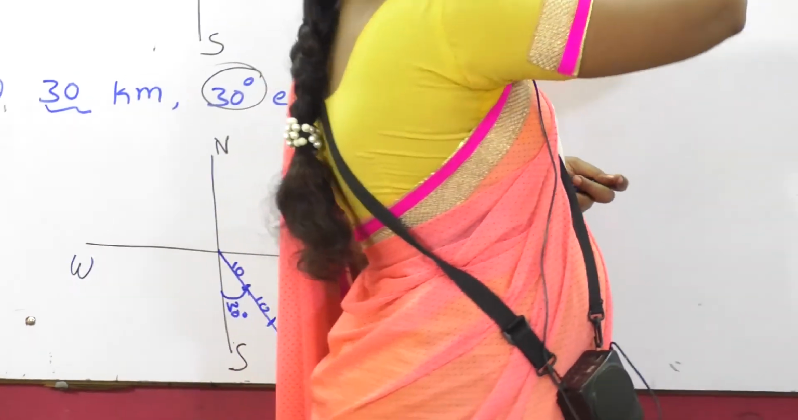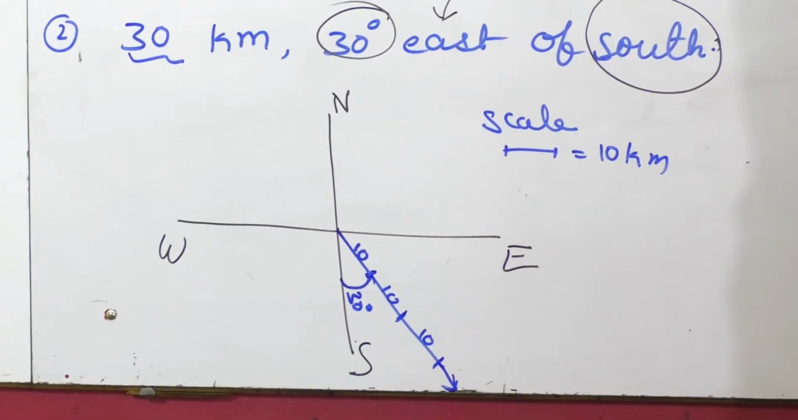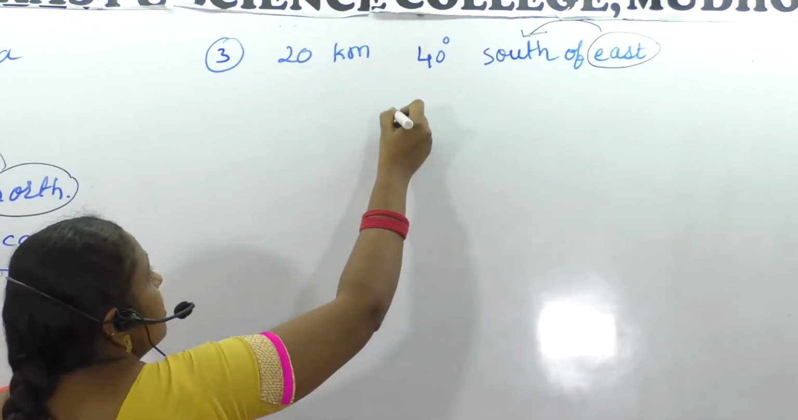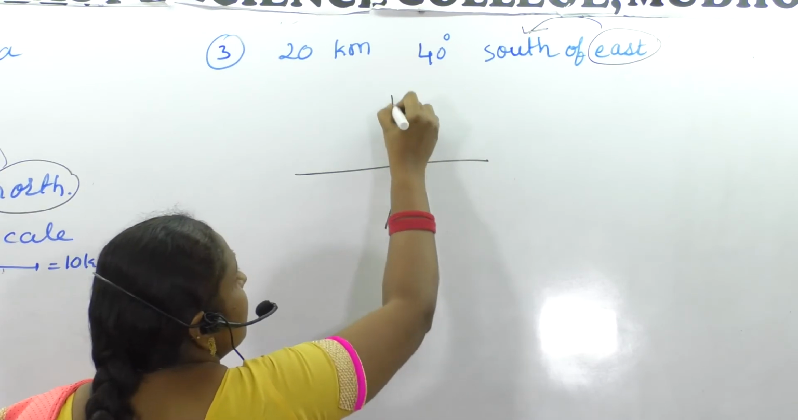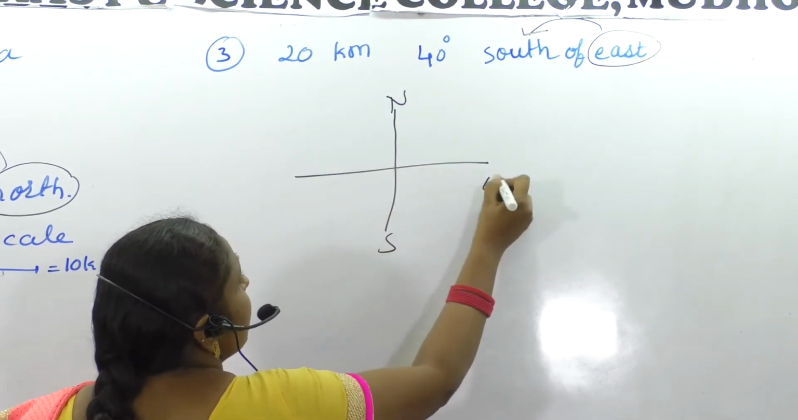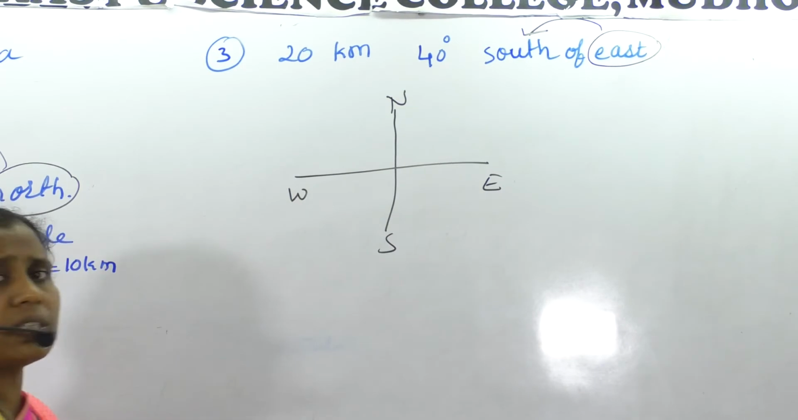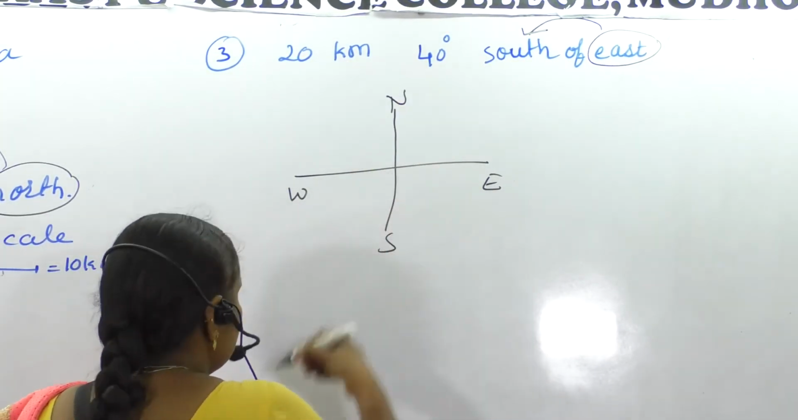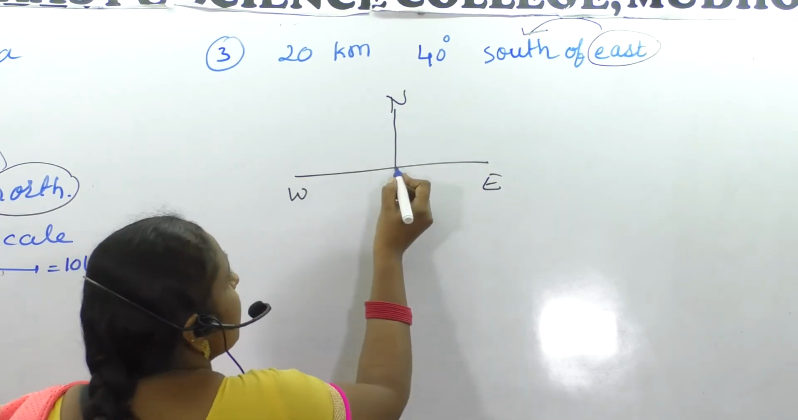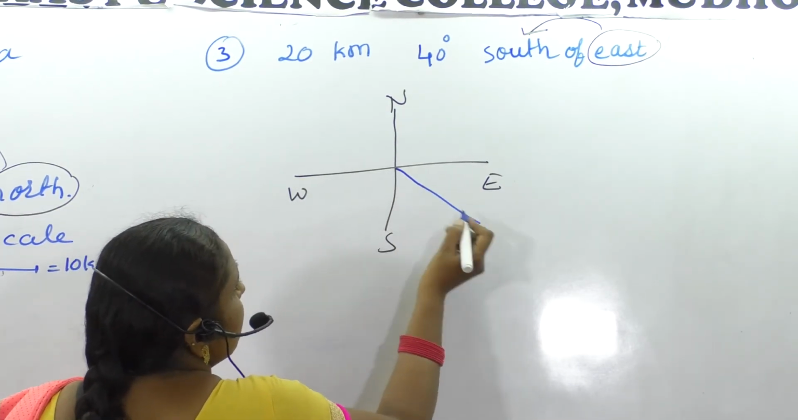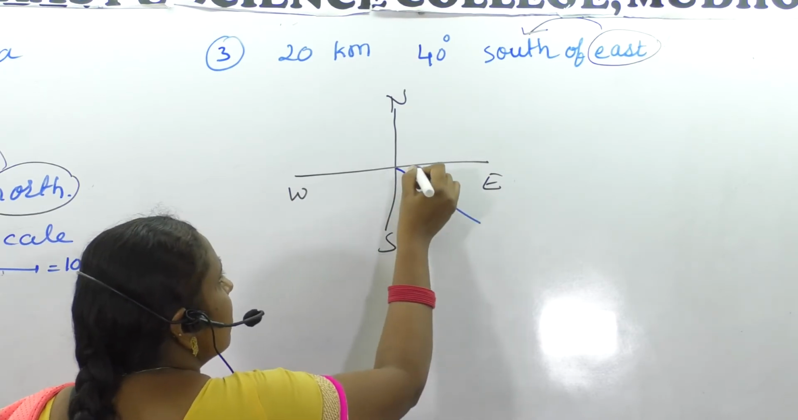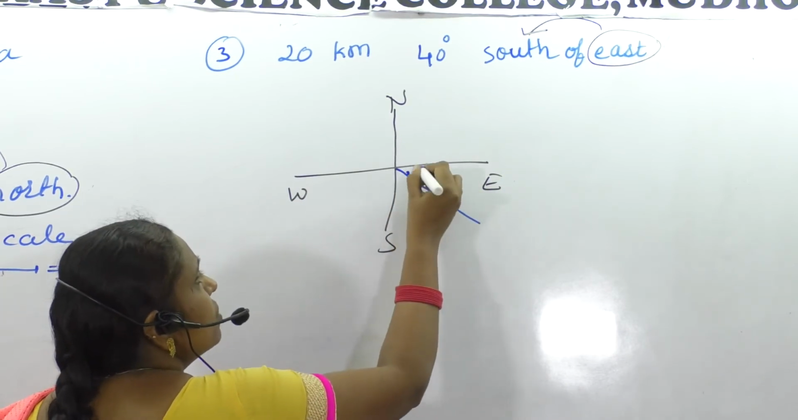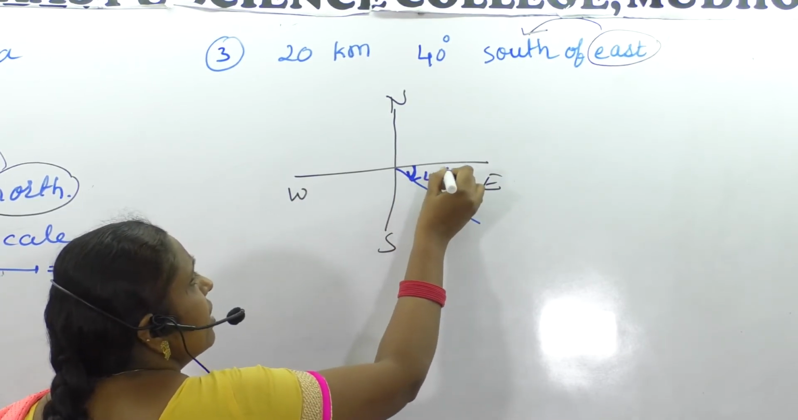20 kilometers, 40° south of east. So from east to south it should be. Okay. Directions, very simple it is. North, south, east, west. East to south, at 40°. So this is like 30°, 10° more, where you can make a random measurement. It should not be 45. 90, half is 45. So east to south, direction 40°.